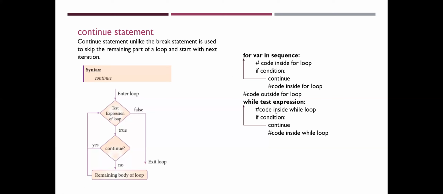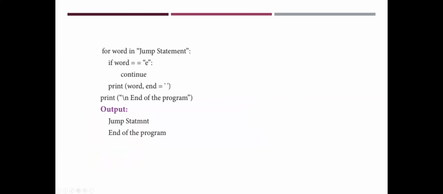This is continue. And in while also it is the same. The while takes a test expression, and inside it we have code and we are giving a condition. If the condition tends to true and we have a continue keyword, then the continue will go for the next iteration, skipping the remaining code inside the loop. We will go with this example.